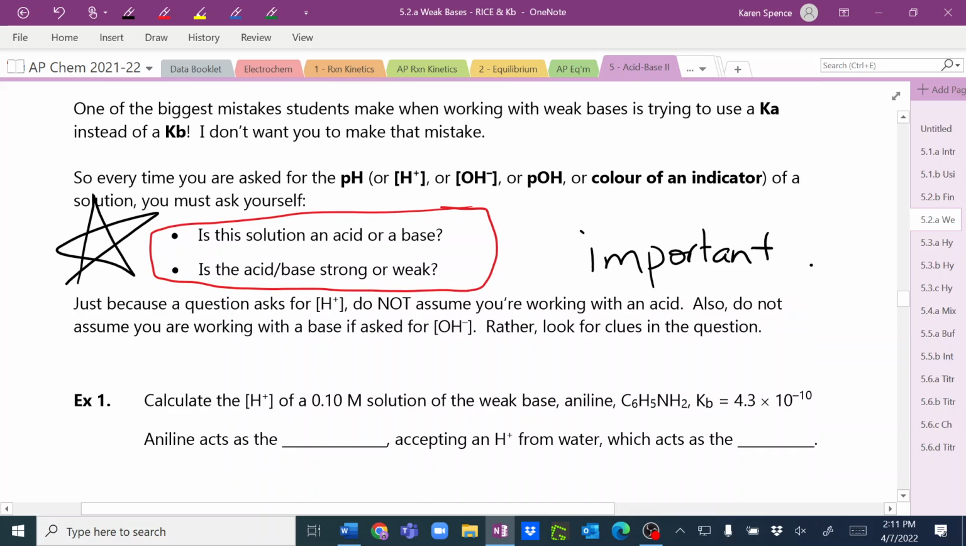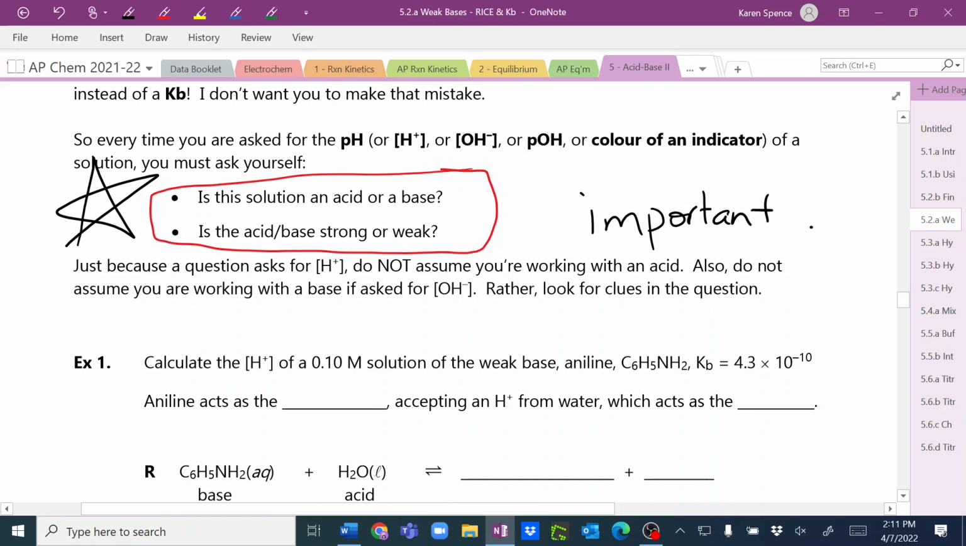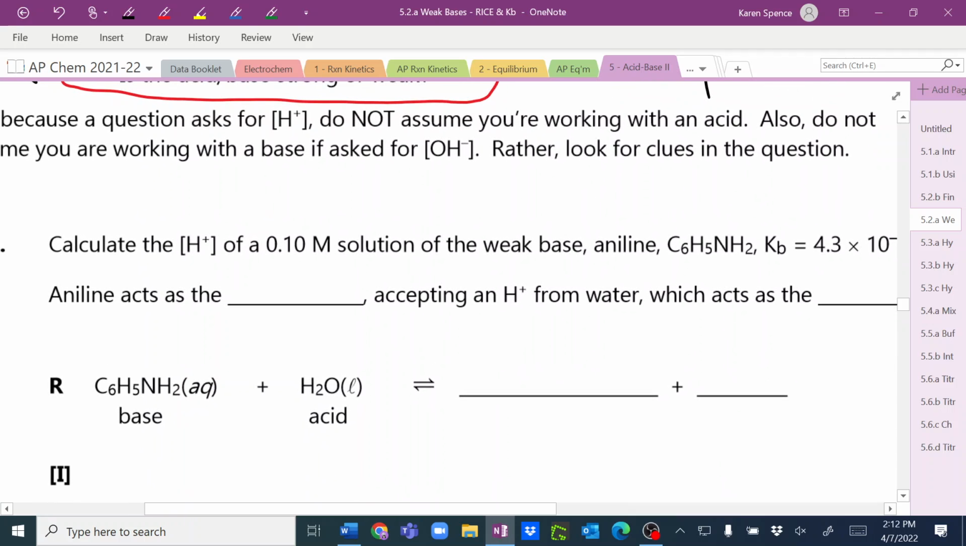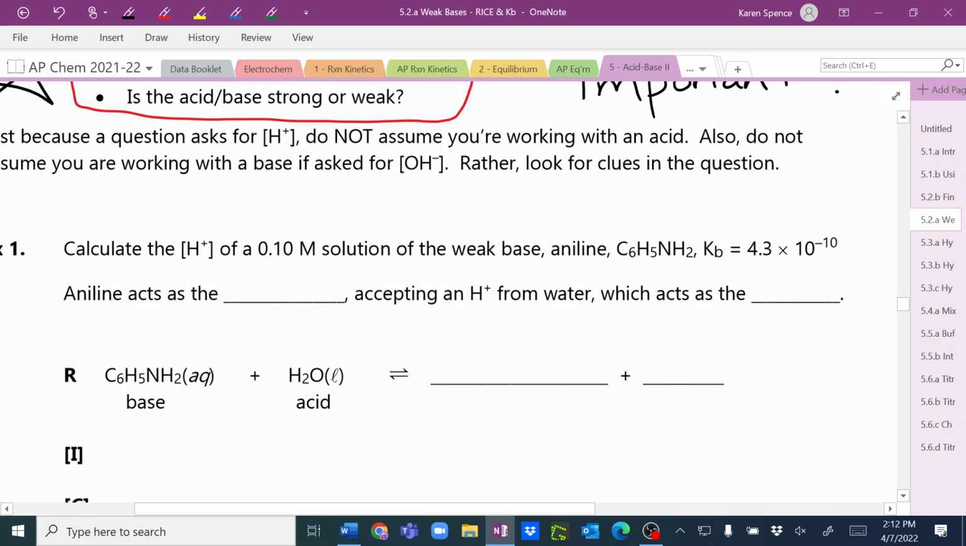Just because a question asks you for hydrogen ion concentration, do not assume you are working with an acid. Also, do not assume you are working with a base if it asks for OH minus. Rather, look for clues in the question. So here we have, calculate the hydrogen ion concentration of a 0.1 molar solution of the weak base, aniline. So you're like, oh look, it's a weak base, because it tells me it's a weak base. And it also has a KB.